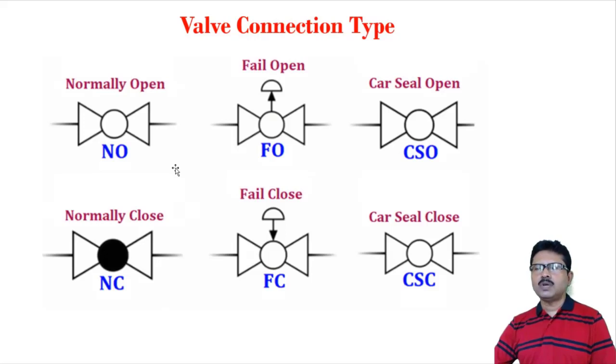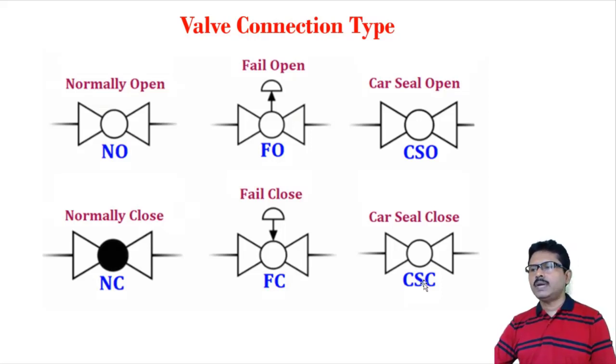Somewhere in the valve symbol we may see different words written there, like NO, FO, CSO. NO is normally open, meaning that at normal condition it is open. When the signal is given, it will start to close. NC is normally closed. FO is fail open. Fail open means when the control valve gets no signal from the controller, it will remain in open condition. And this is the reverse, fail to close, meaning with no signal from the controller, it will be in closed condition.